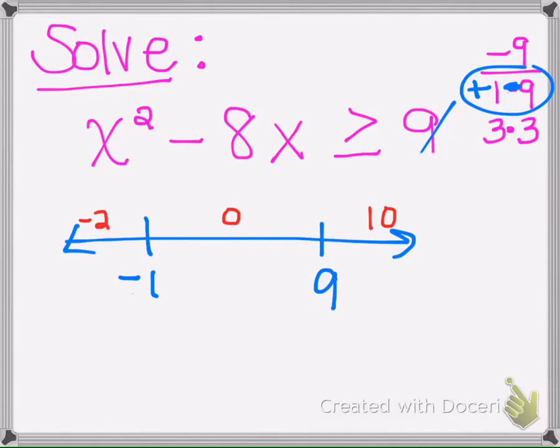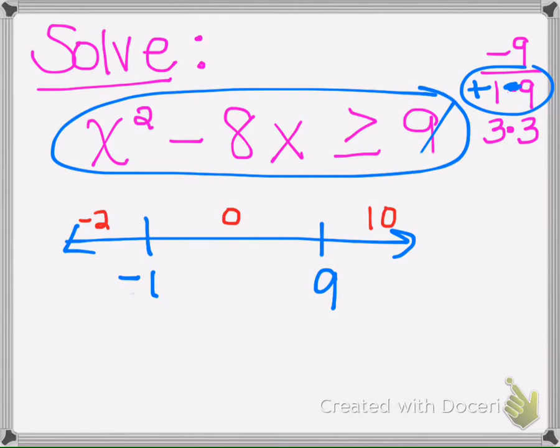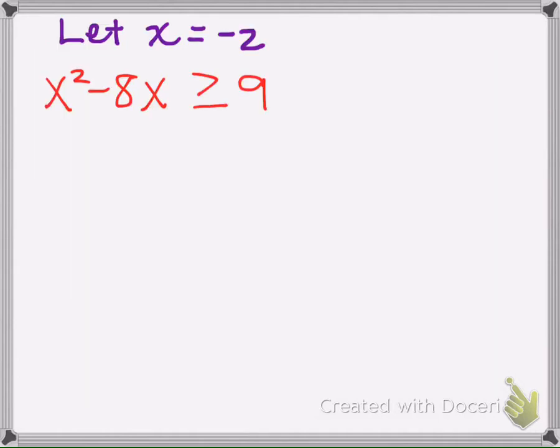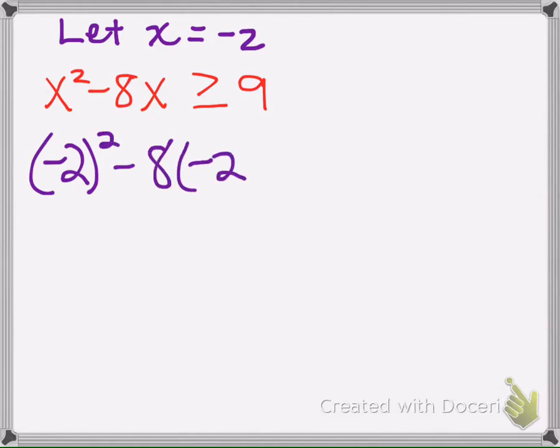So I'm going to plug all three of those numbers back into this original problem and see if it makes a true statement. If it does, I know to shade there. If it doesn't, I don't shade there. So let's go ahead and do that. Okay, so let's go ahead and begin and let's check negative 2. So we're going to plug in negative 2 for x and see if this is true.